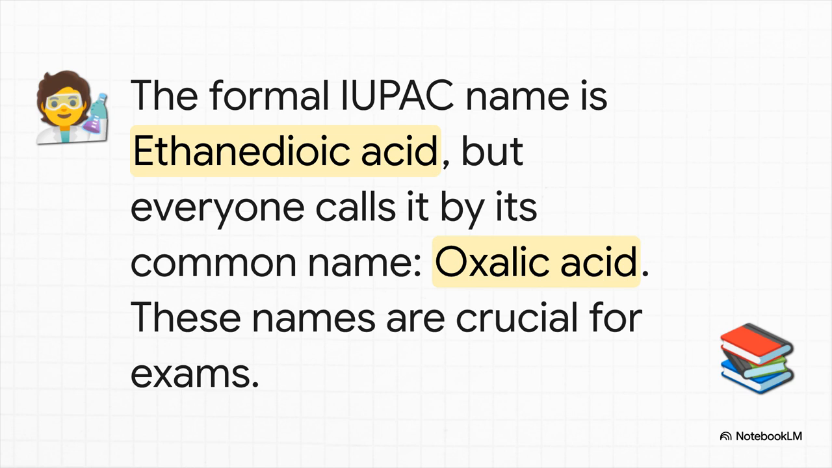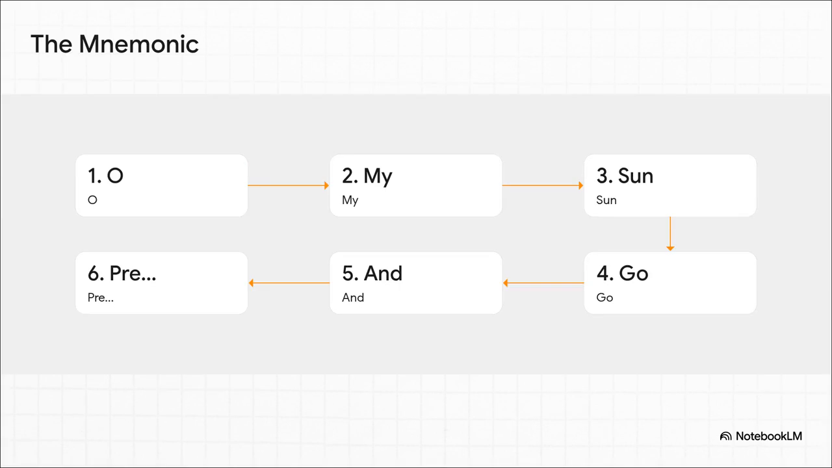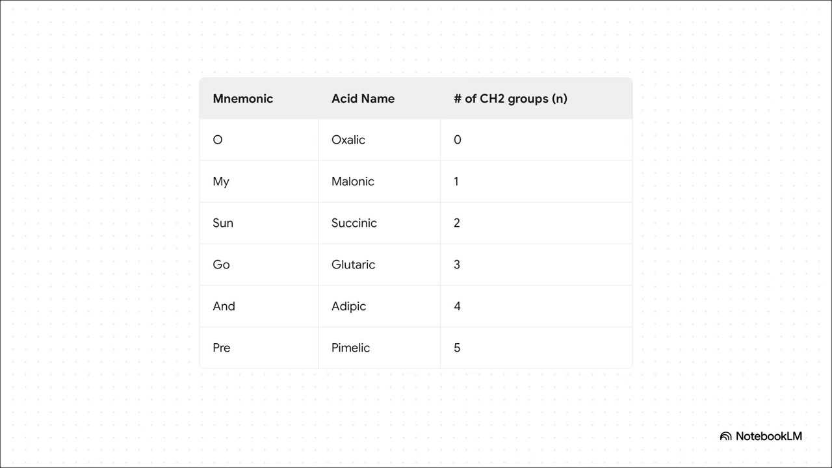And yeah, there's a whole family of these things with common names you just kind of have to know. Trying to memorize a random list of names is, well, a nightmare. So for generations, chemistry students have used this amazing little mnemonic to keep them all straight. You just have to remember the phrase, "Oh, my son, go and pre." It sounds totally random, I get it, but trust me, this is the key that unlocks all of those names in a snap.